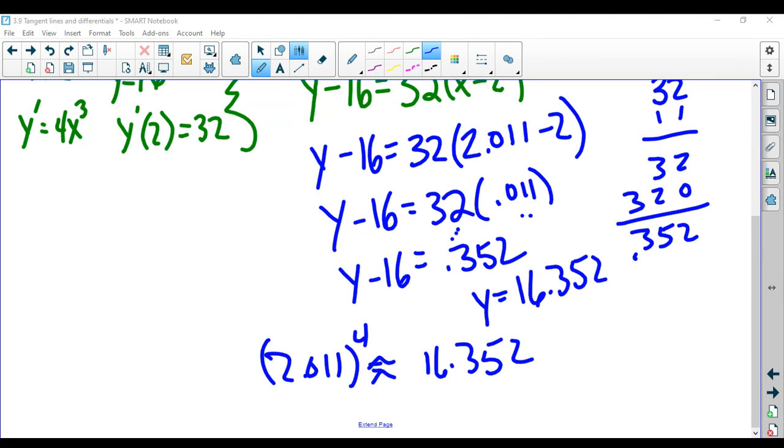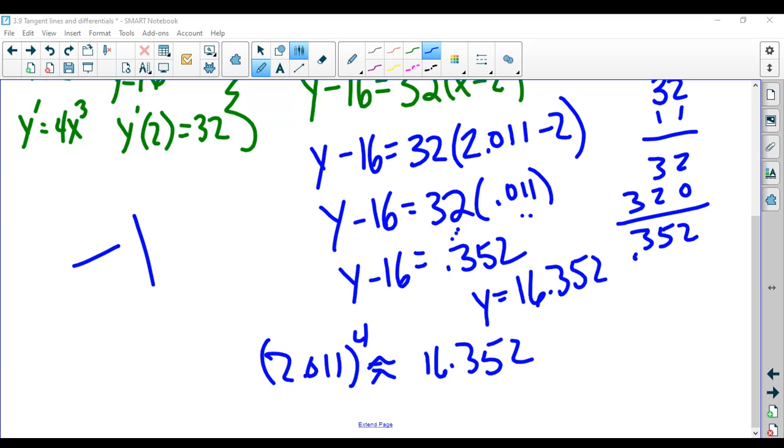So I'm going to type in 2.001 to the fourth and I got 16.032. Oops, minus 1. I was really nervous there because it wasn't that close, but you might have seen this. Too bad you're not here to yell at me before I screw it up.